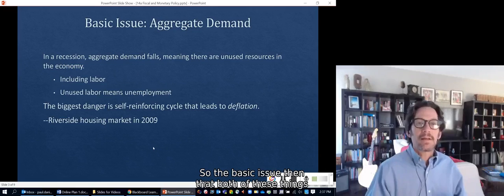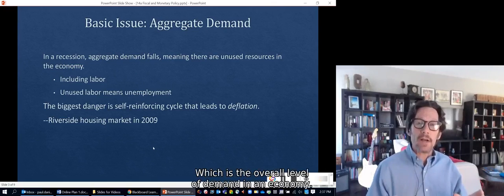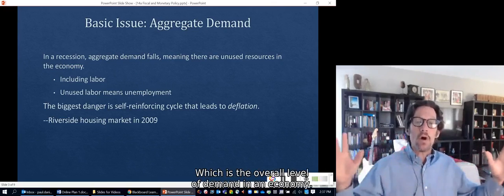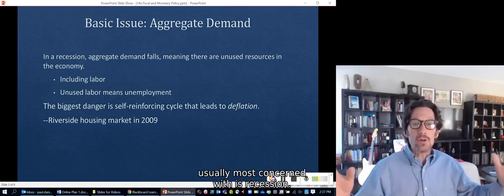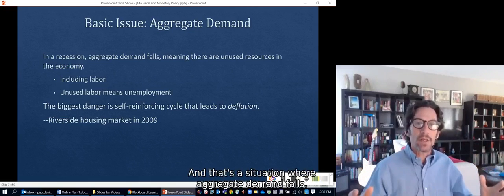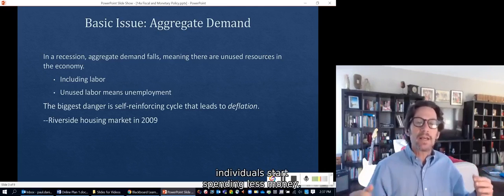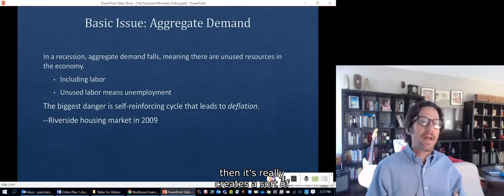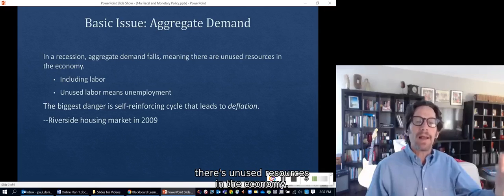So the basic issue that both of these things get at is what we call aggregate demand, which is the overall level of demand in an economy. Because the problem that we're usually most concerned with is recession. And that's a situation where aggregate demand falls. That's another way of saying firms and individuals start spending less money. And if people start spending less money, then it creates a sort of theoretical problem that if demand doesn't meet supply, there's unused resources in the economy.